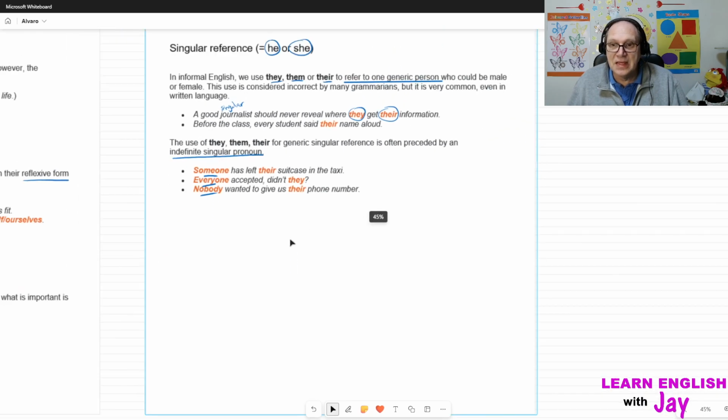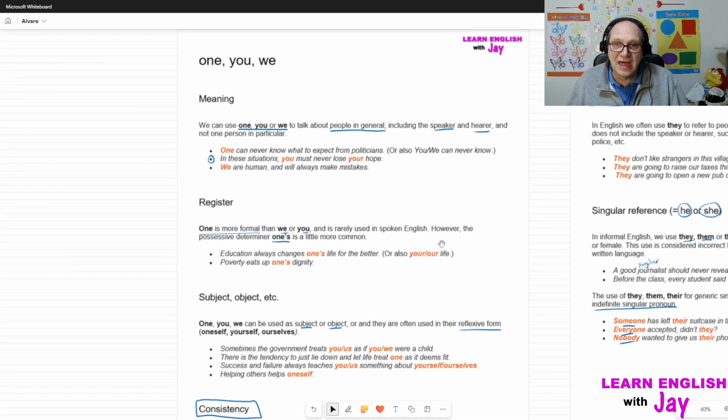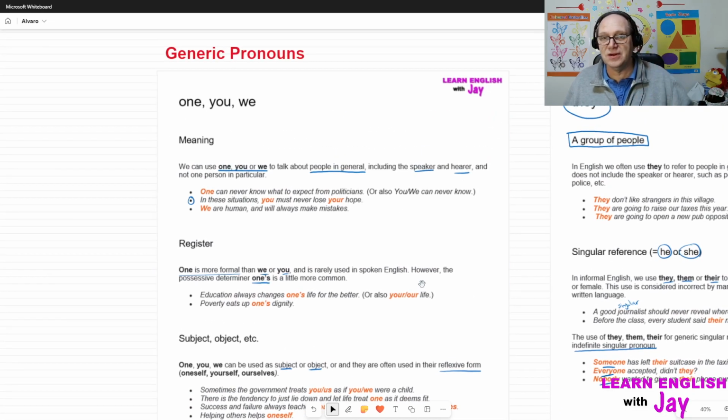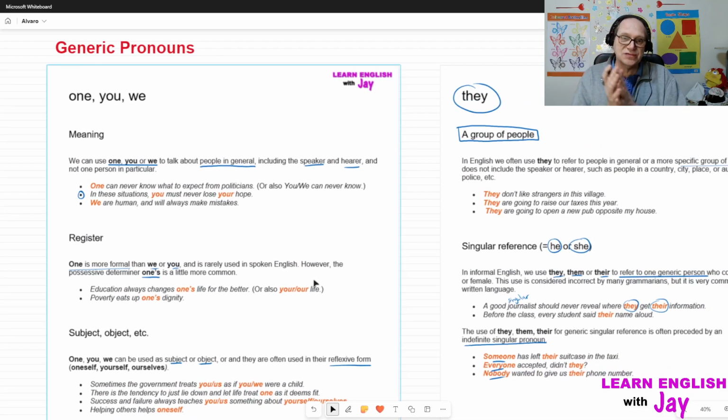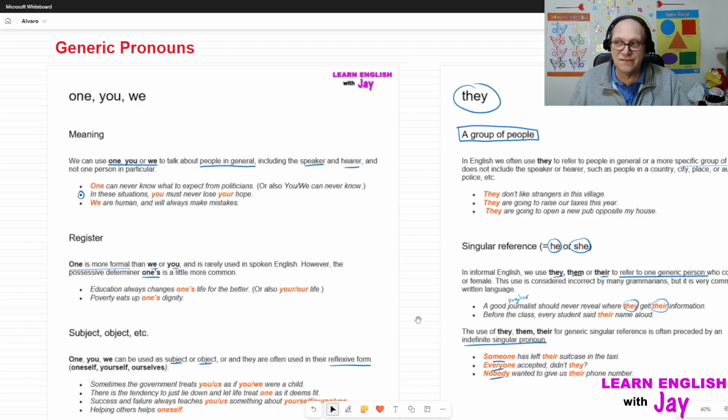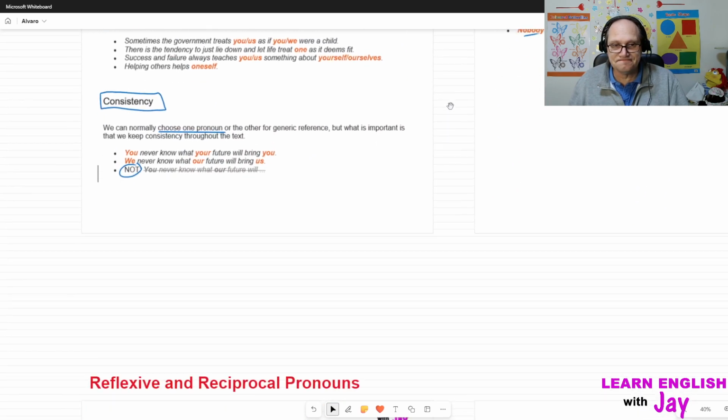Okay. So what I'm going to do for you, that is generic pronouns. So what I'm going to do is I'm also going to send you an email. I'm going to send you these documents, but I'm also going to send you some exercises that you can have a look at and choose which one of these you would like to use.